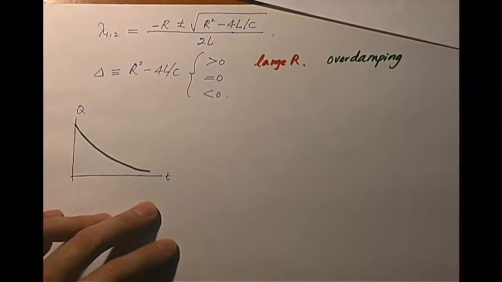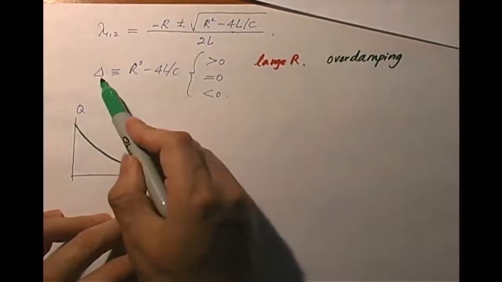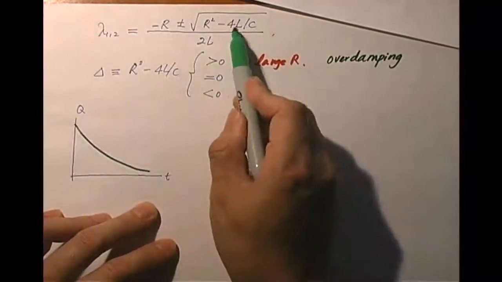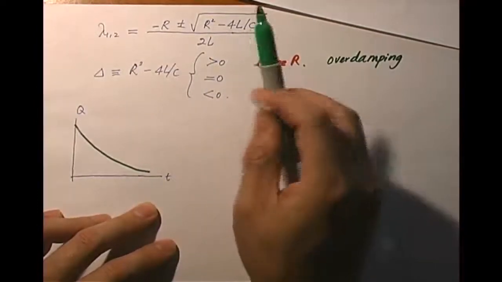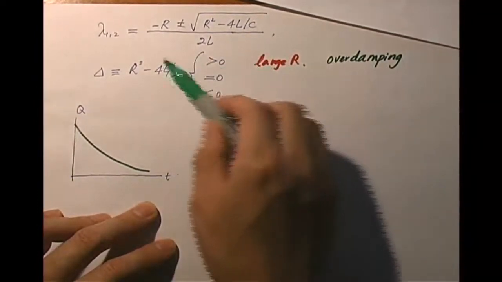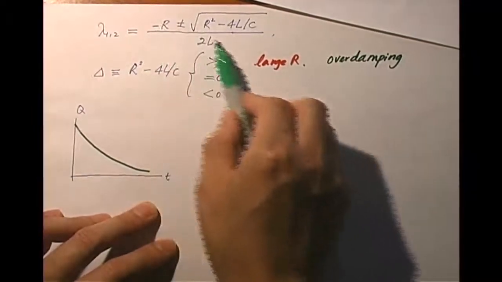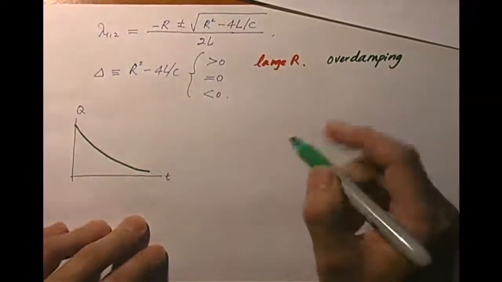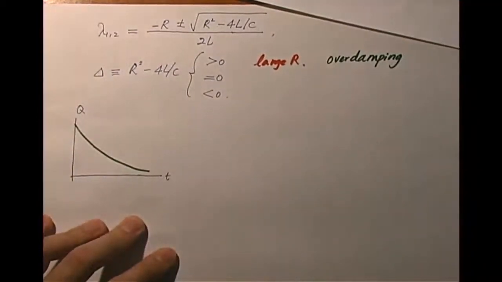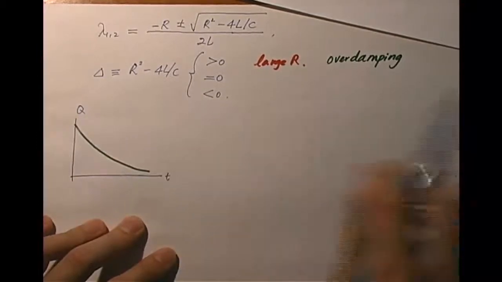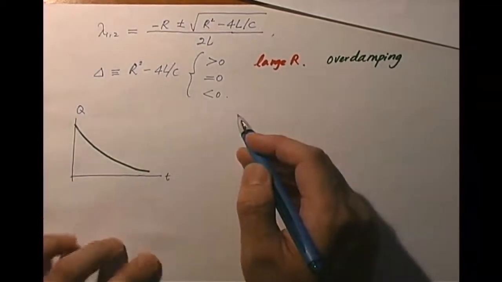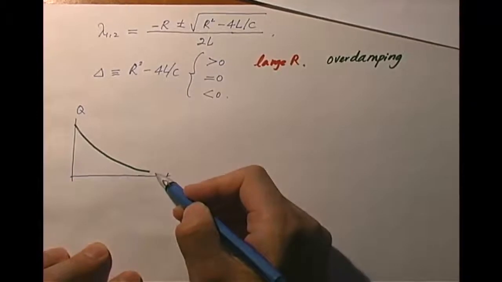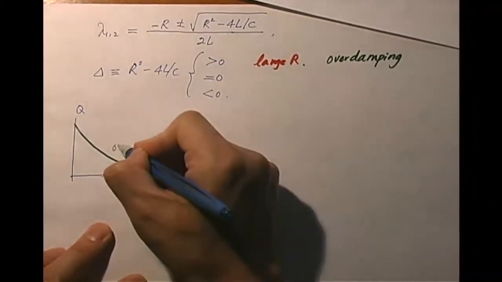All right. The second case is when the discriminant is equal to 0, so R squared equals 4L over C. If that is the case, you're just left with one choice for lambda, which is negative R over 2L. It is a negative real number, so it is still a monotonically decreasing function of time. There is no oscillation.